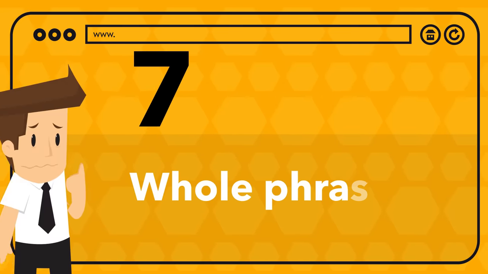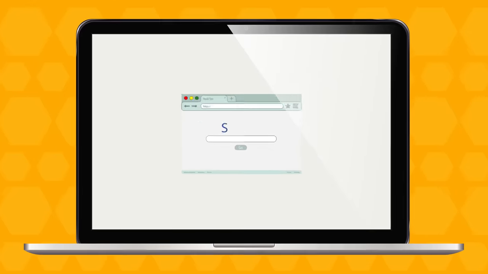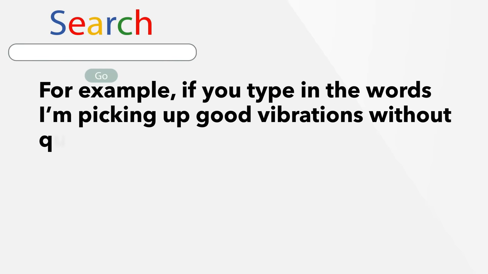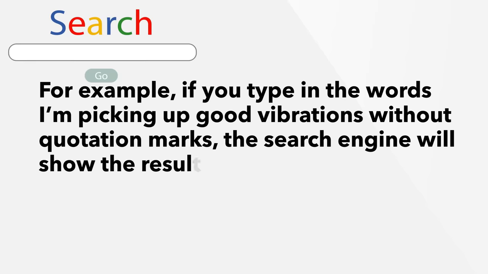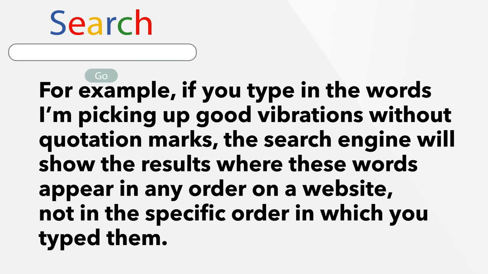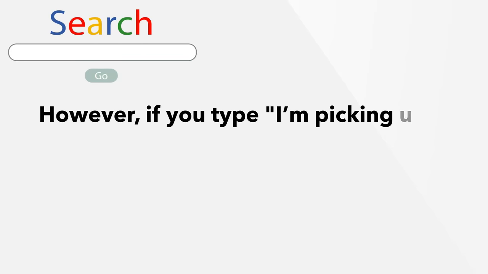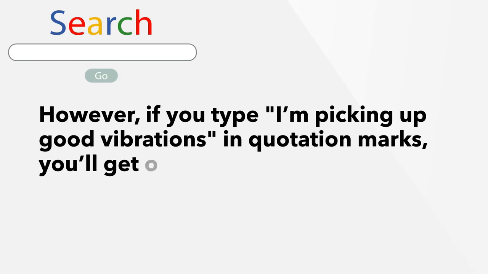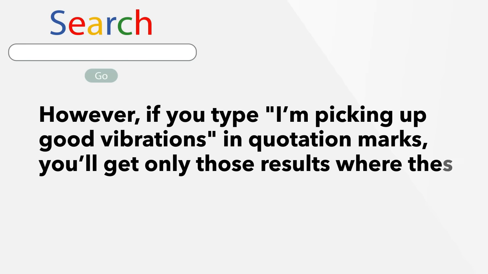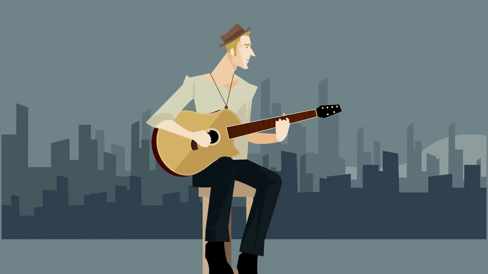Number 7. Whole phrases. Framing the search term within quotation marks is the simplest and most effective way to find something specific and in the exact order you typed it in. For example, if you type in the words, "I'm picking up good vibrations," without quotation marks, the search engine will show the results where those words appear in any order on a website, not in the specific order in which you typed them. However, if you type, "I'm picking up good vibrations," in quotation marks, you'll get only those results where these words appear only in the order you typed them in. This is a great way to find the lyrics to a song when you only know one line from it. We all just need to find song lyrics from time to time, don't we?